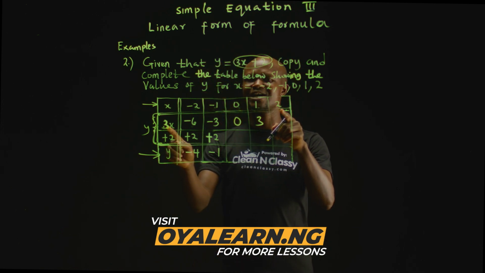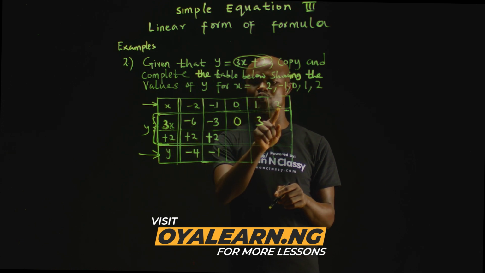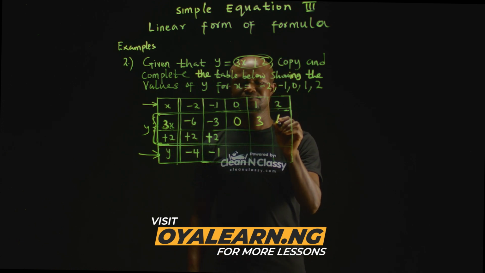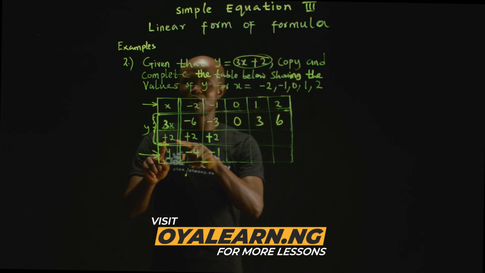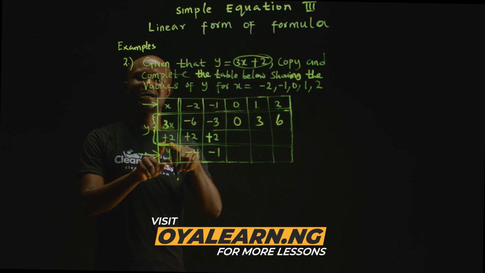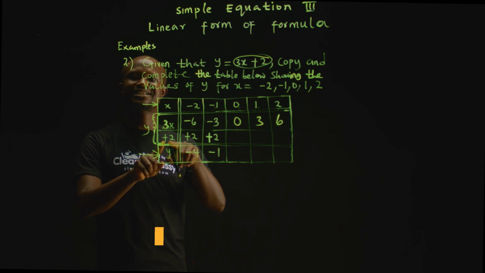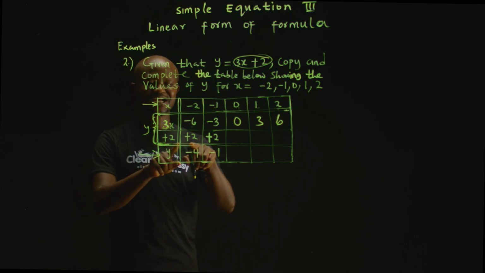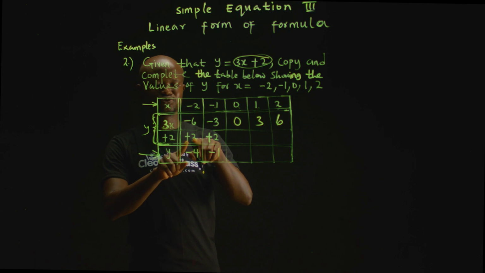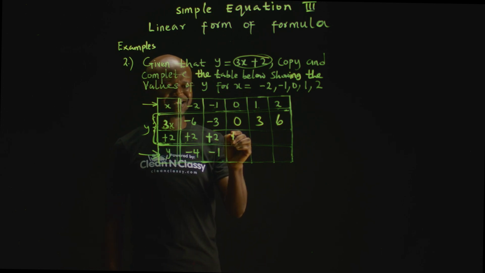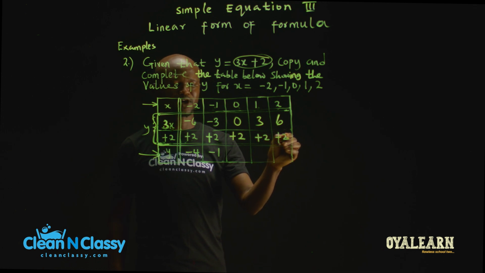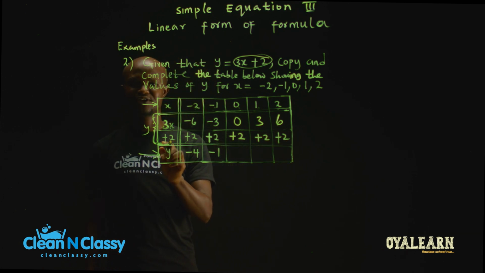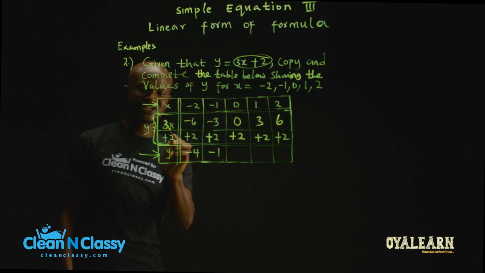Anywhere we see x here, we put 2. 3 times 2, what do we have? That is 6. Here we have plus 2. There is no variable here at all. This is plus 2. It shows that this value is a constant. So that's why we are writing plus 2, plus 2, then plus 2, plus 2, plus 2, because this value is a constant. There is no variable attached to it. It's different from this row.